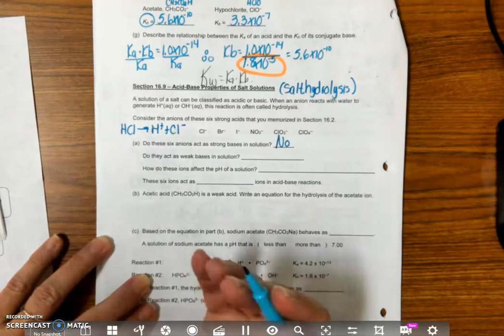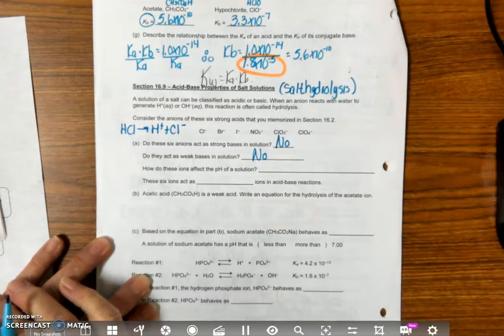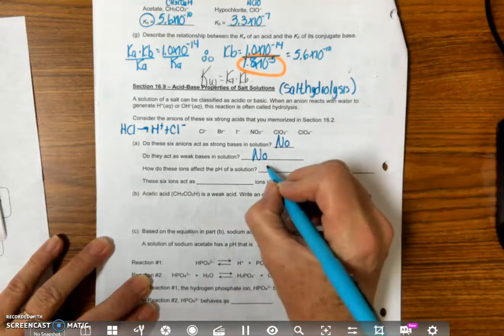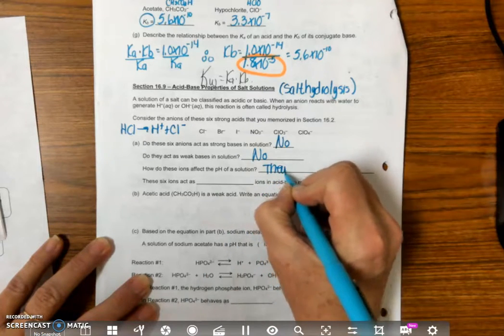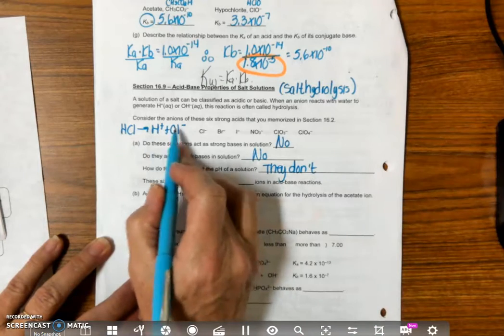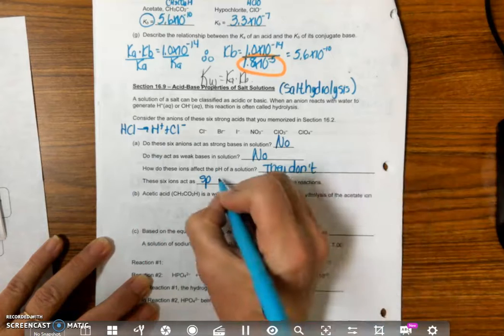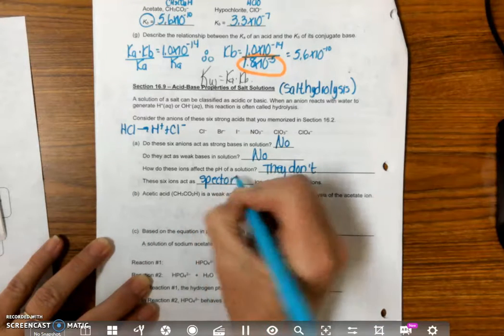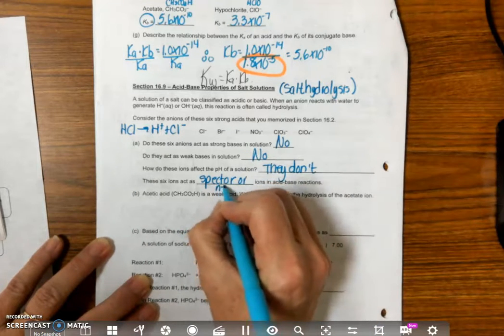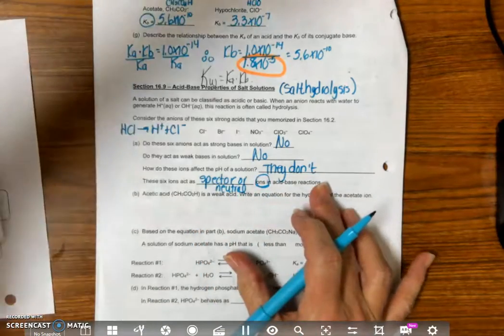So, do they act as weak bases in solution? No, they absolutely do not. How do these ions affect the pH? They don't, because they don't do anything. Once we've made them, they just sit there. So they act as spectators or neutral ions in acid-base reactions.